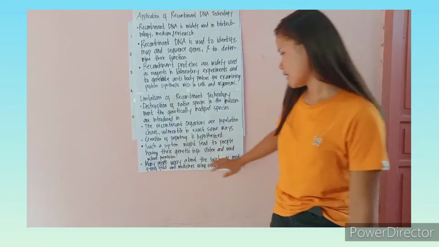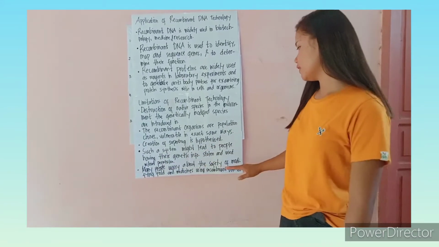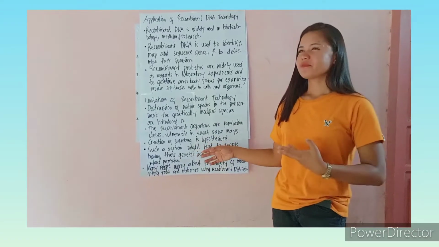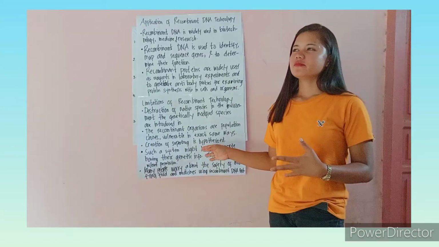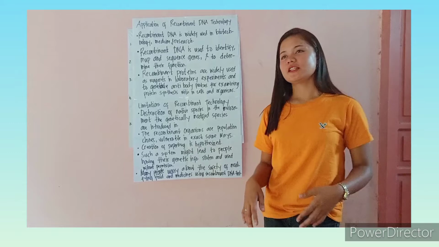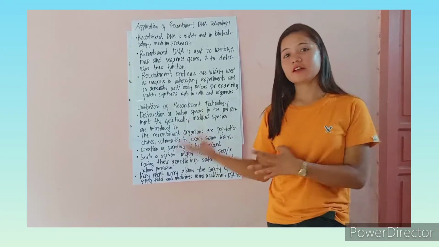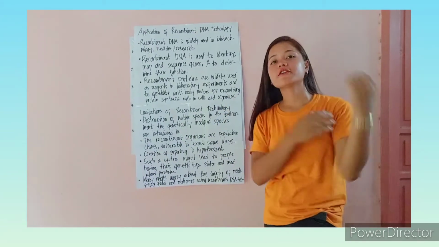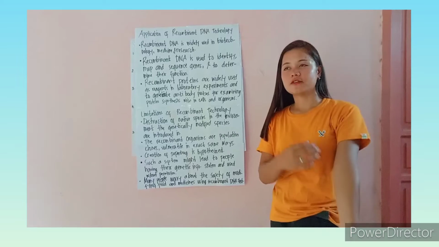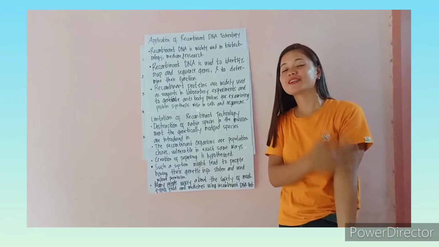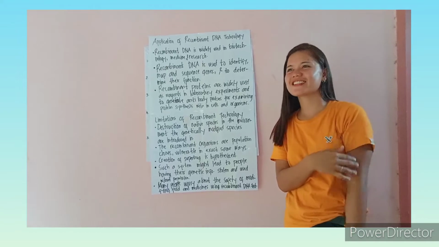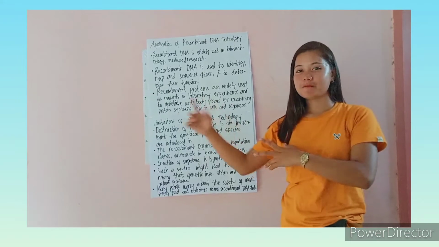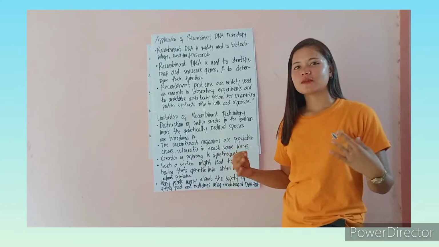So next is the search. Such a system might lead to people having their genetic information stolen and used without permission. Yes, it is very common. There are people who want to have that kind of gene because maybe they want to change, for example, the color of the skin. Some of the people, if they are morena, want to become white, and they are going to get the gene of people that have cells which make them white.